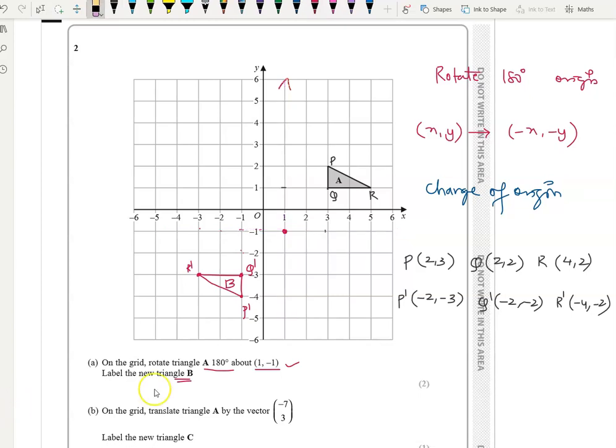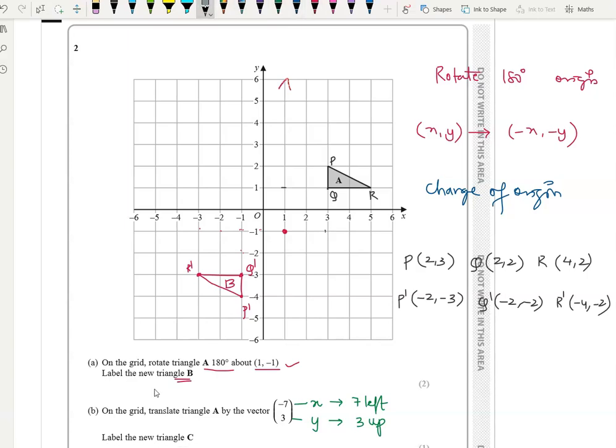Part B. On the grid, translate triangle A by the vector (-7, 3). Now, -7 is related to your x. It means your horizontal translation, and 3 tells you about your vertical movement. Now, your x is -7, which means you need to move 7 left, and your y is +3, which means you need to move 3 up. So, you need to translate your shape 7 left and 3 up.